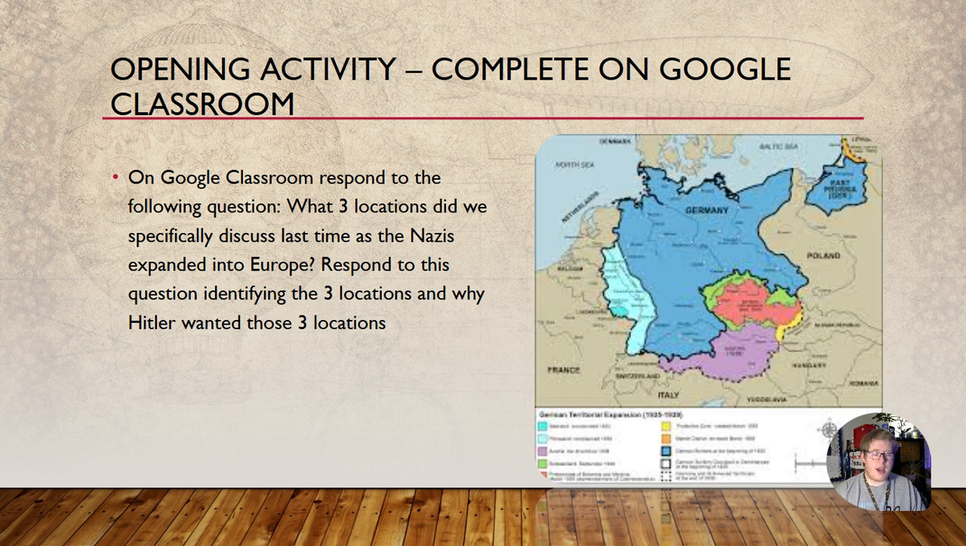Remember, he took the Rhineland to remilitarize it to combat the Treaty of Versailles. He unified with Austria because there was a lot of ethnic Germans that lived there. And with the Sudetenland, he was also looking to bring more ethnic Germans into the Reich. So, let's dig into that invasion of Poland a little bit.